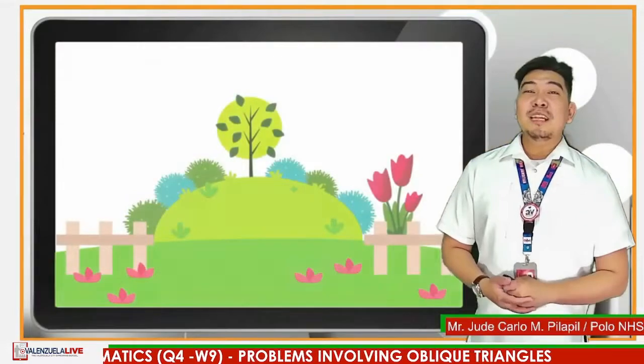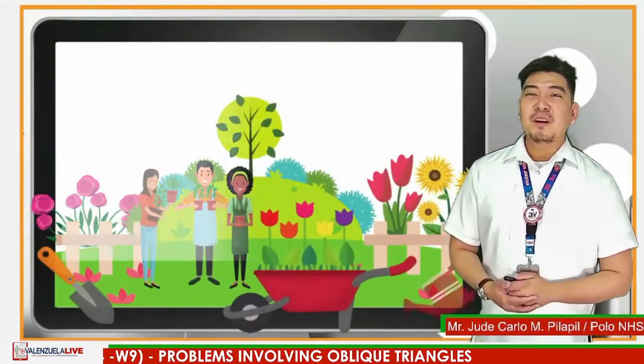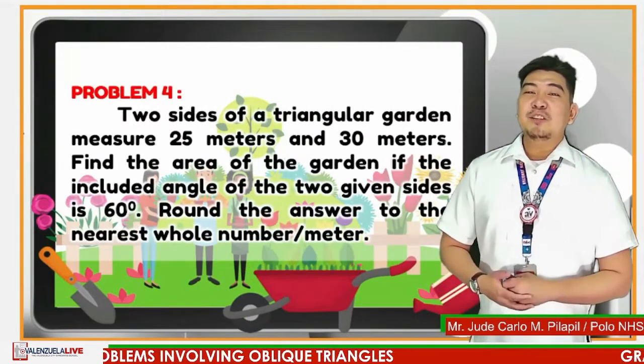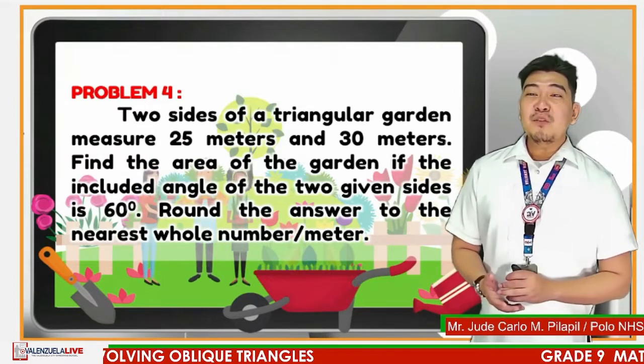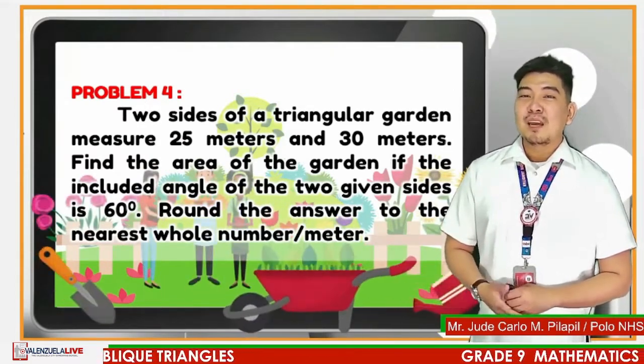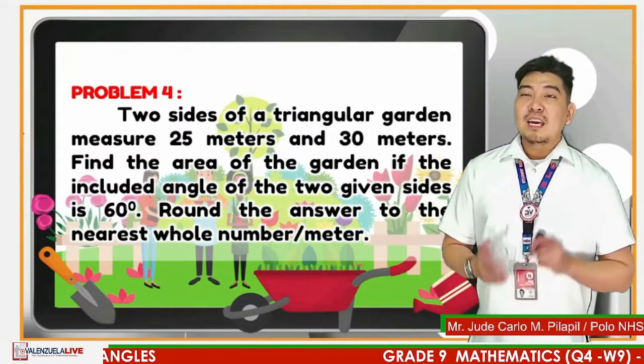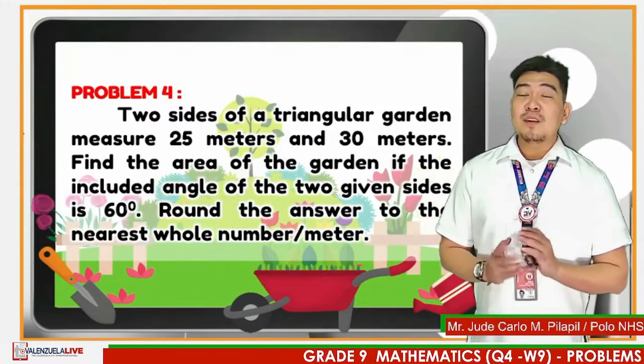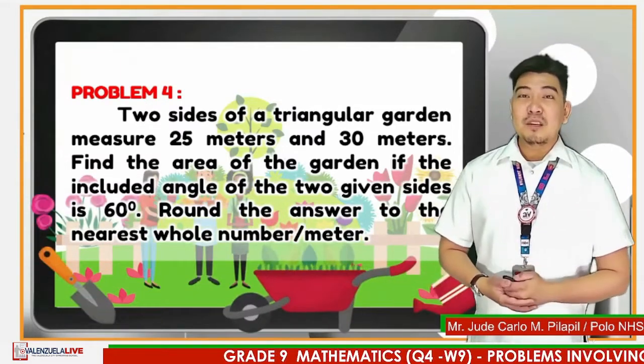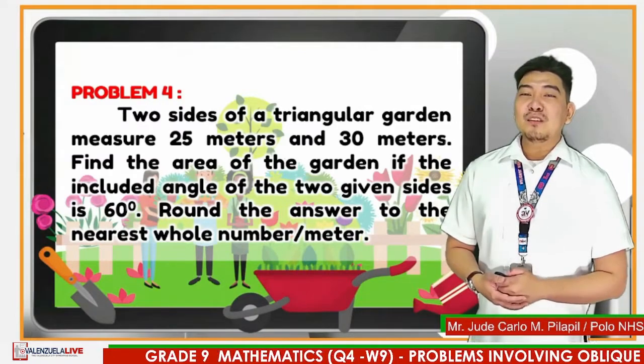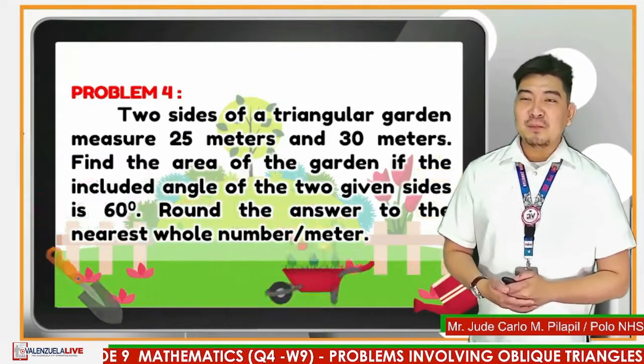Let us proceed to the last problem, problem number 4. Two sides of a triangular garden measure 25 meters and 30 meters. Find the area of the garden if the included angle of the two given sides is 60 degrees. Round the answer to the nearest whole number or nearest meter.